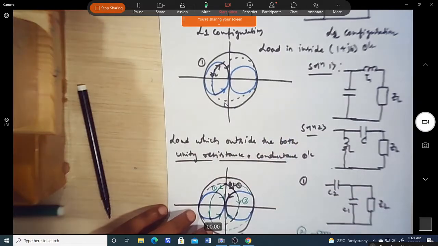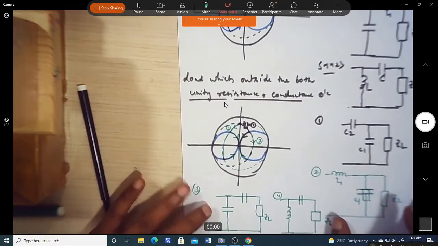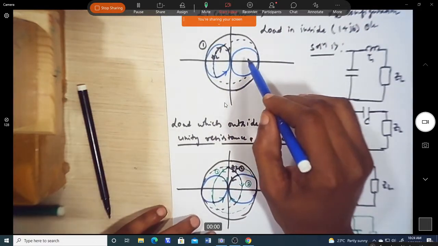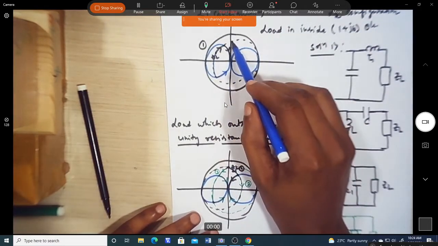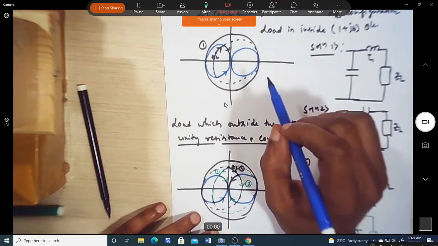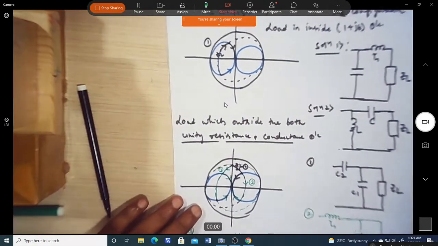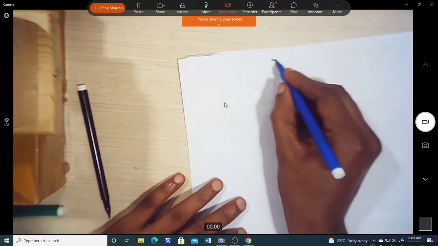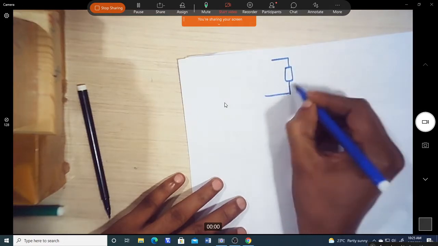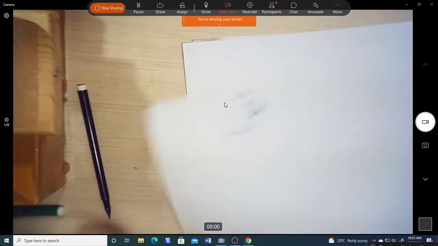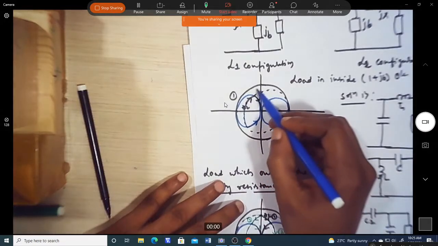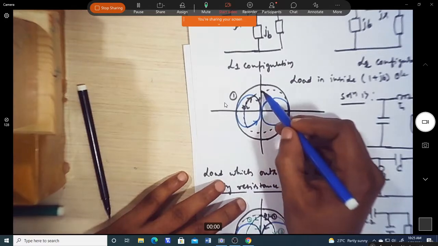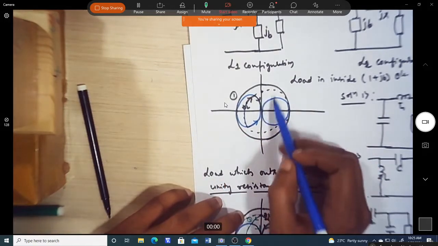So in practice, to have design flexibility, if the load is inside the unity resistance or conductance circle, we will move that point to somewhere outside both circles by adding some element. First, we will add some element to the load value, to take the impedance value outside the circle, so that I get many solutions.